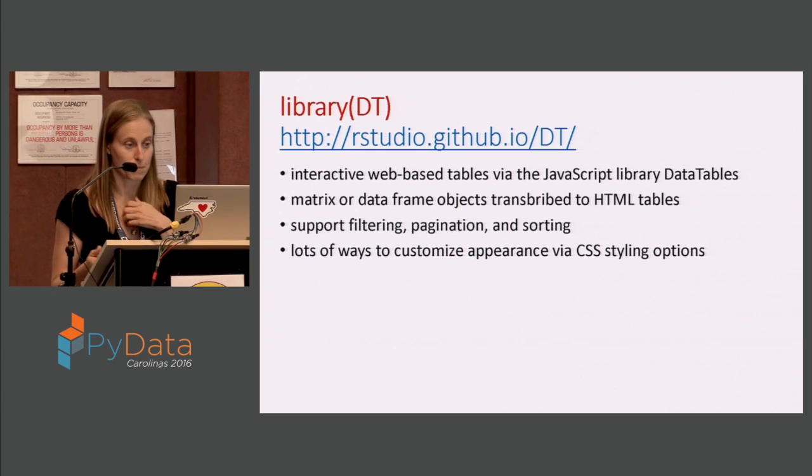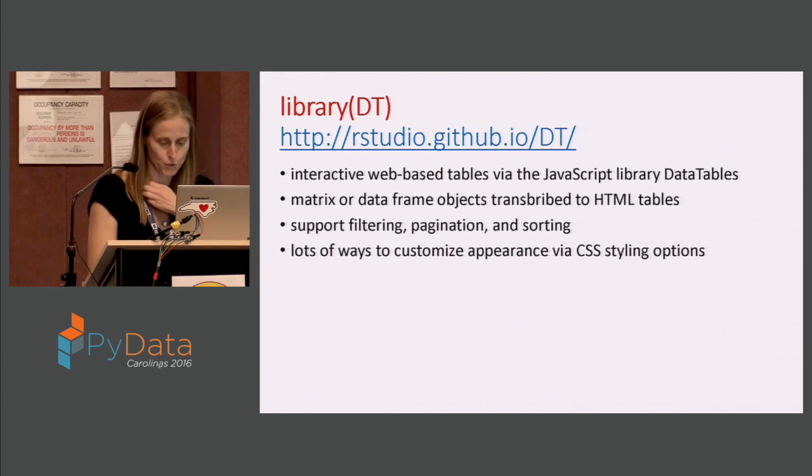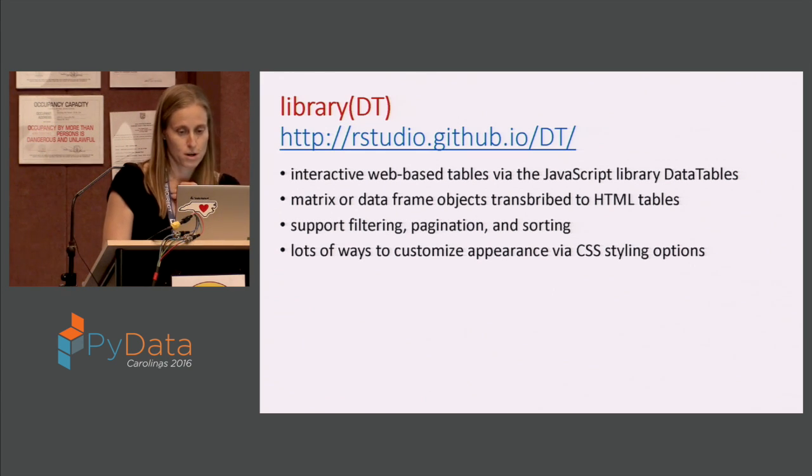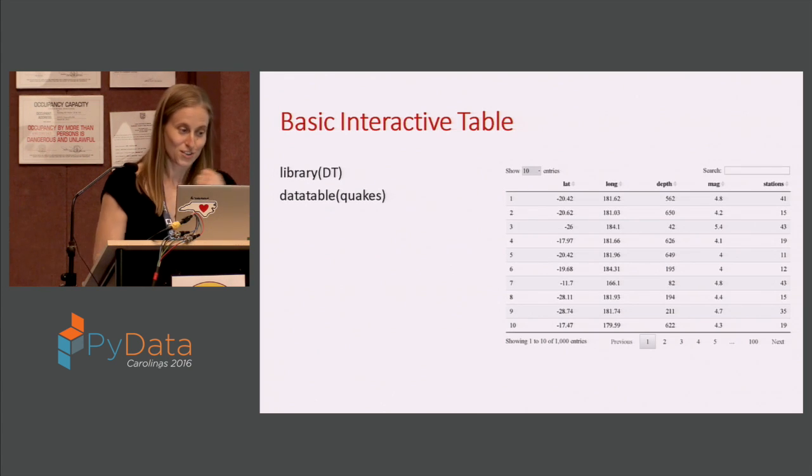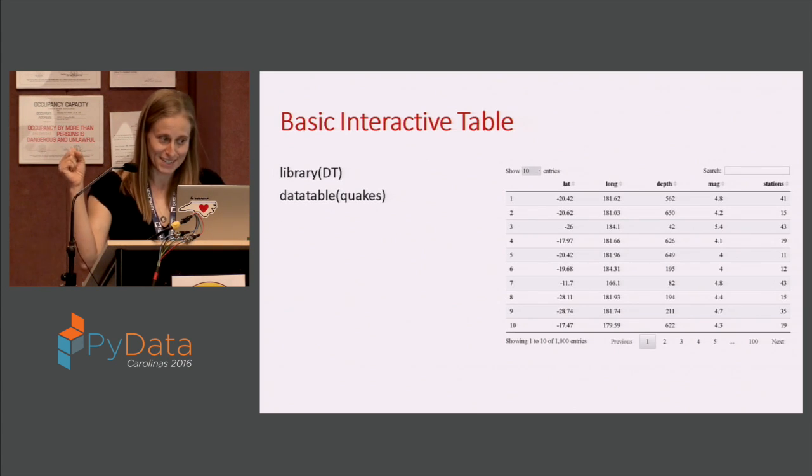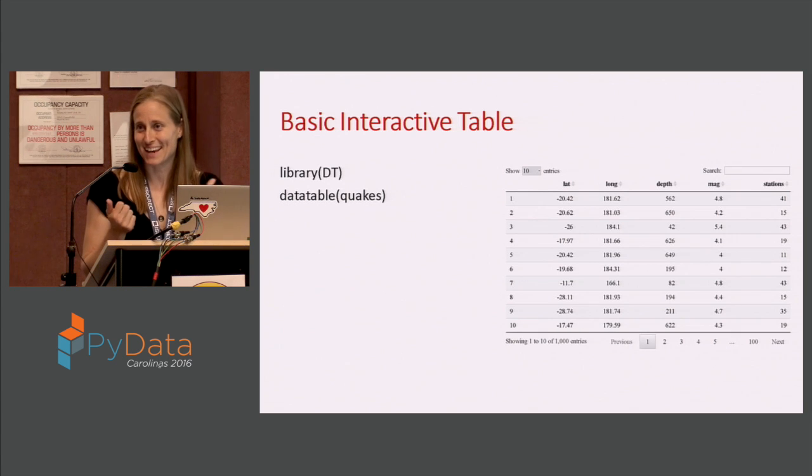But then you can, again, make it fancier. So you can start with 2 lines of code, library(DT), datatable(quakes), and you'll have an interactive table, and you've built your first R interactive object.